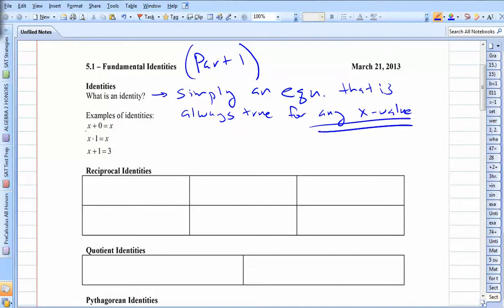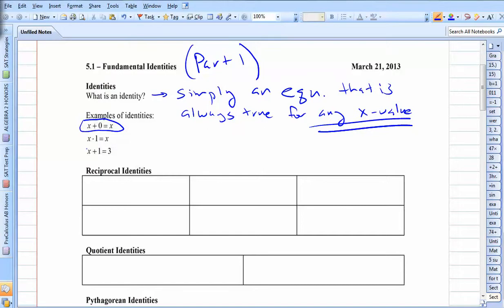So for example, x plus 0 equals x. That is an equation because you see an equal sign, but more specifically we're going to call it an identity because if I plug in any value for x in this equation here, it's always going to be true. So if x is 5, the other side will be 5. If x is 10, the other side is 10. Likewise with the other two equations you see below, x times 1 equals x.